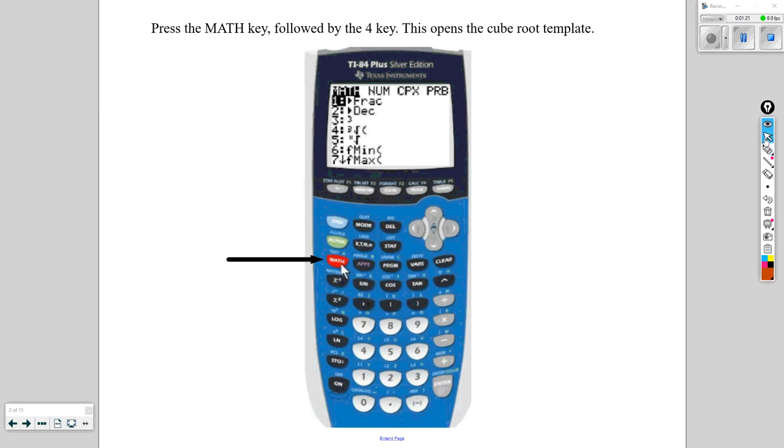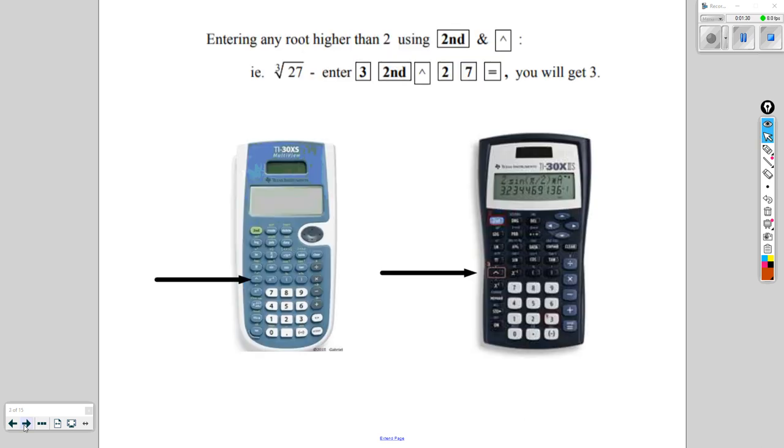If you're using other types of calculators, there are so many different types available that I can't give clear directions on every single type. But other calculators that are commonly used would be the TI-30XS MultiView or the second edition. To enter any root higher than 2, you could just hit the second button, located in the top left corner, then followed by this caret symbol. That caret symbol raises it to whatever power you want, but when you press second before hitting the caret, then you get that nth root button.